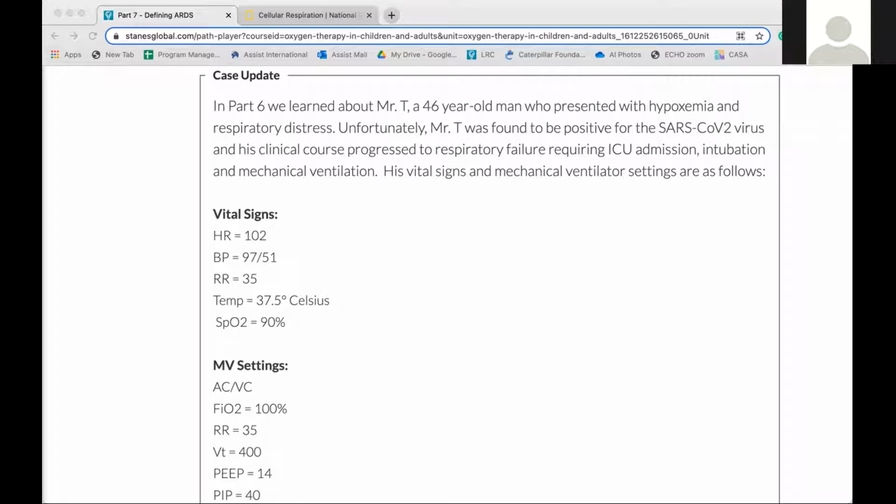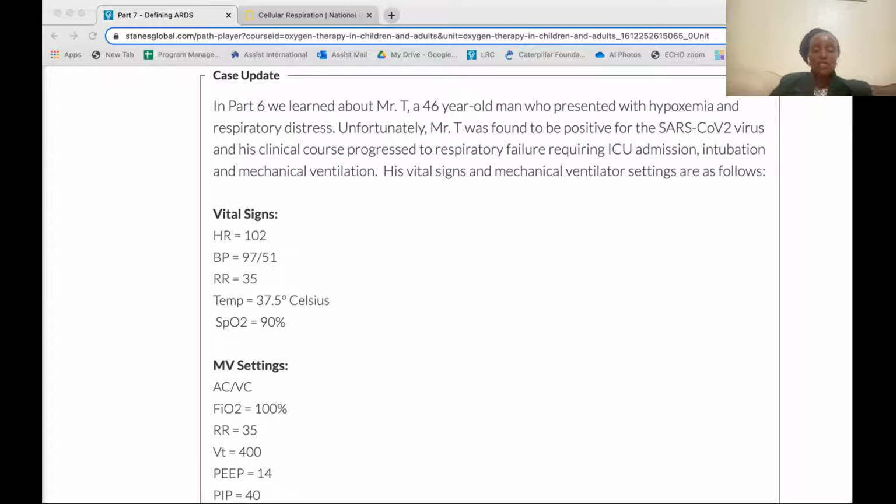Okay, let me just explain this case. This patient has COVID, which causes lung injury. This lung injury can then affect the respiratory function, and it's impaired. So this is a patient who presents with hypoxemia. He presented in the previous part 6. I can't remember the exact SpO2s at that point, but they were low. So it's a patient who had low SpO2s, and now this patient has worsened, and now he's in respiratory failure.